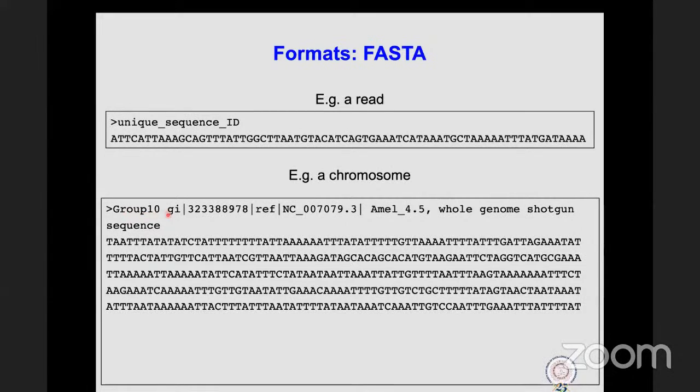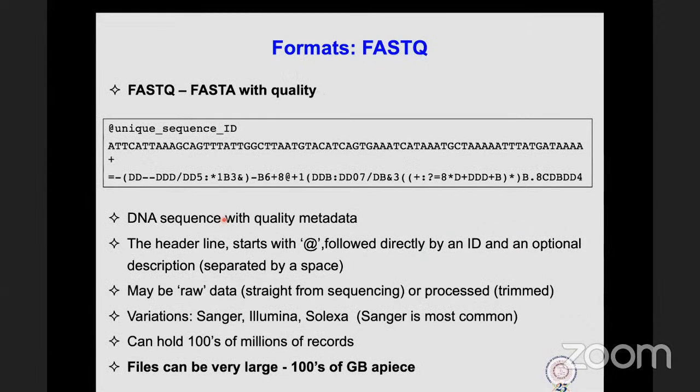So this is group 10. This is GI information, and ML 4.5, some gene is there, and it is from the whole genome shotgun sequence. So this is the FASTA file format, but the FASTQ file format doesn't contain the greater than sign. It always starts with an @ followed by the base and followed by the base quality.